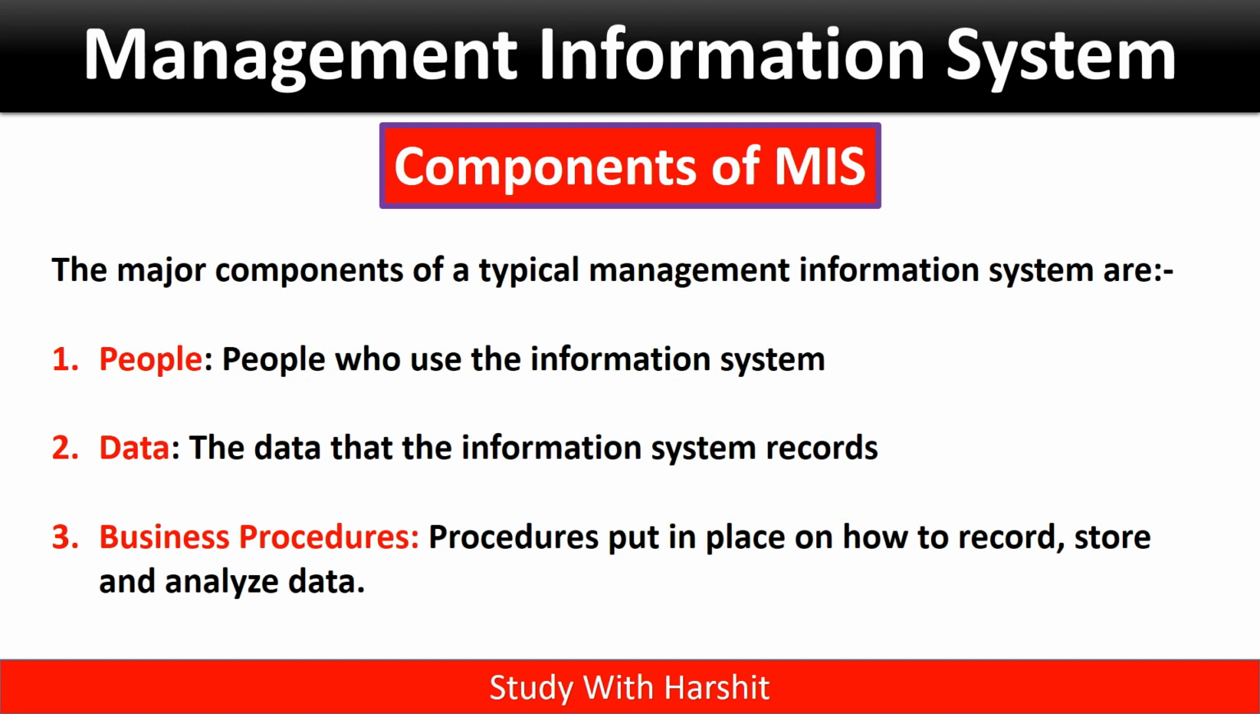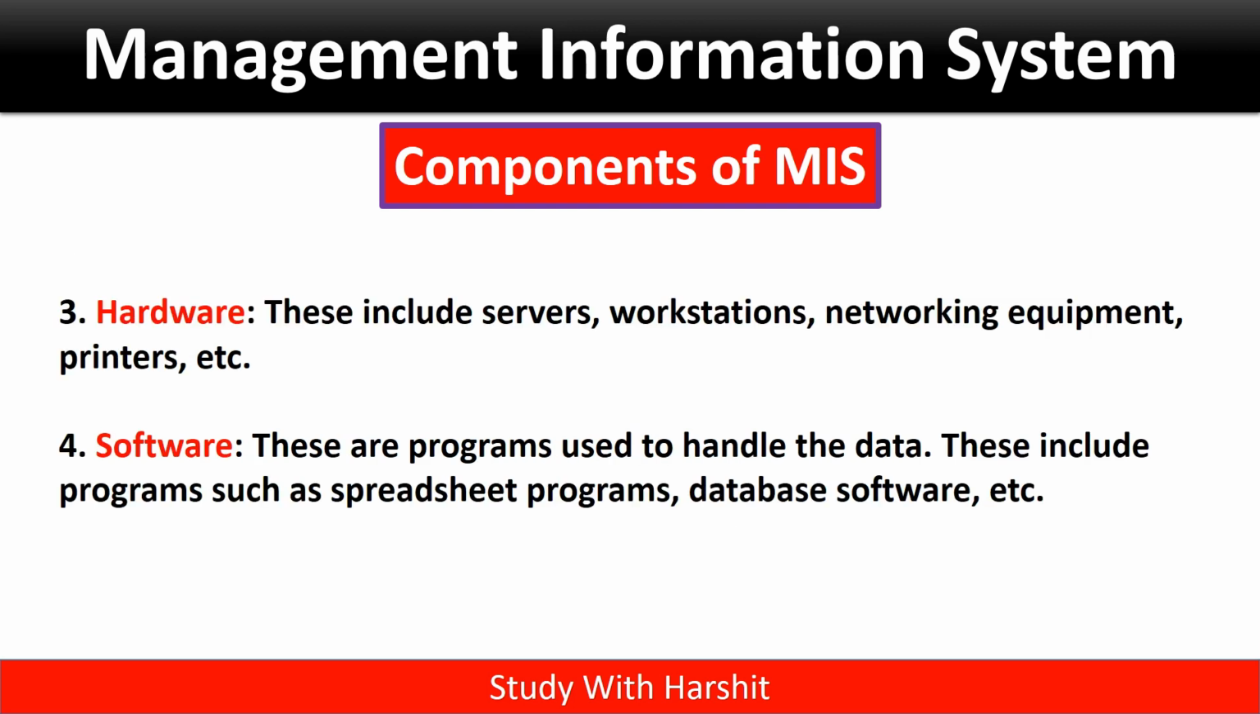Components of MIS. The major components of a typical management information system are people: people who use the information system. Data: the data that the information system records. Third, business procedures: procedures put in place on how to record, store and analyze data. Means there are three main components: people, data, business procedure. Hardware and software.